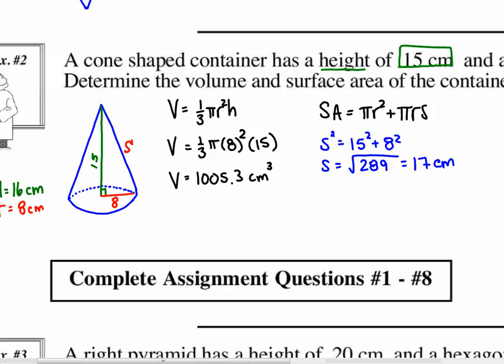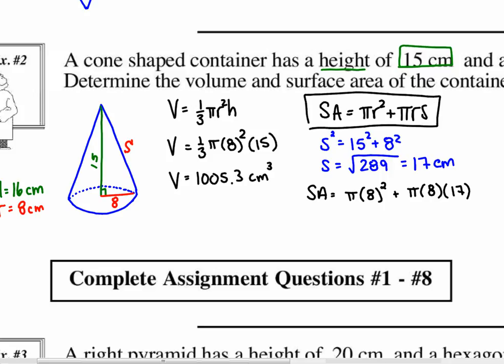So now you can just sub it into your formula. Pi times our radius of 8 squared plus pi times my radius of 8 times my slant height of 17. So I'm just subbing it into this formula, right? Where r is 8 and s is 17.